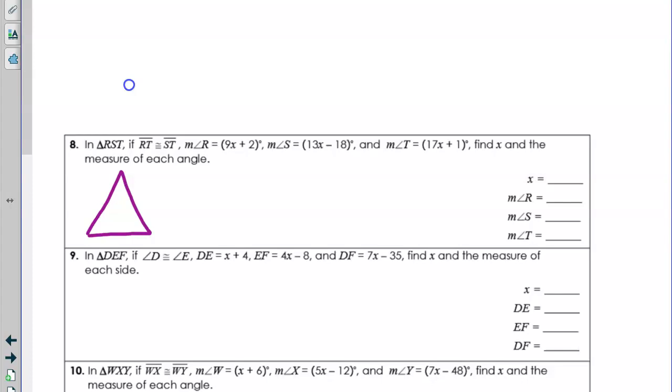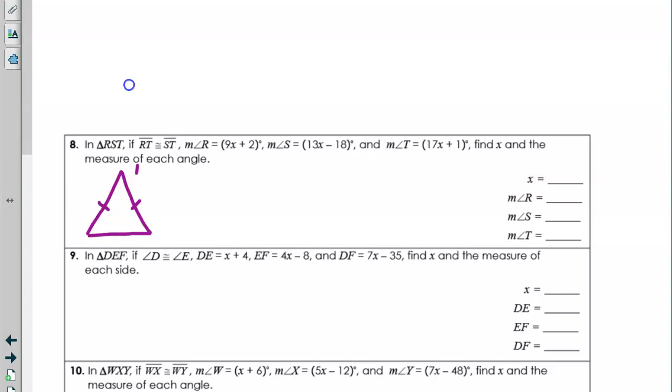Alright, so what's my vertex angle? R. Not R. This one's a little tricky. S or T? I'm hearing S. Why do you say S? Because it's the middle. So, we know about the name of the triangle. So these are my congruent sides. It would be T because of both R and S.